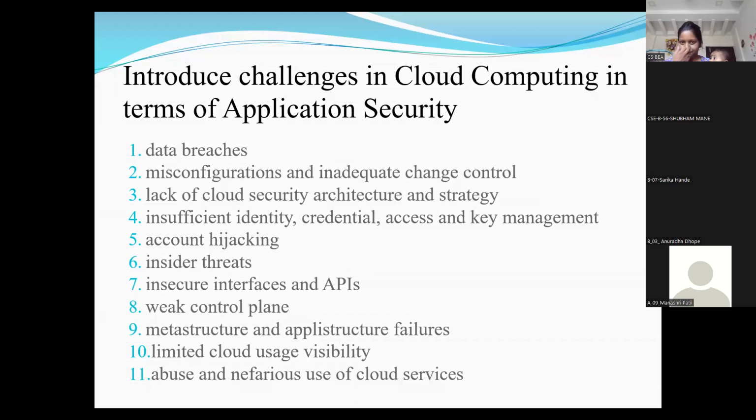Okay, and the last point of this is nothing but the abuse and nefarious use of the cloud services. In that, just as the cloud can be used for good, it can also be used maliciously by the threat actors. So nefarious use of legitimate SaaS, PaaS, and IaaS offerings affects individuals, cloud customers, and CSPs alike.